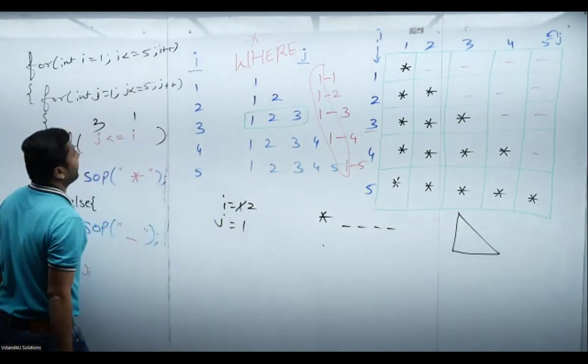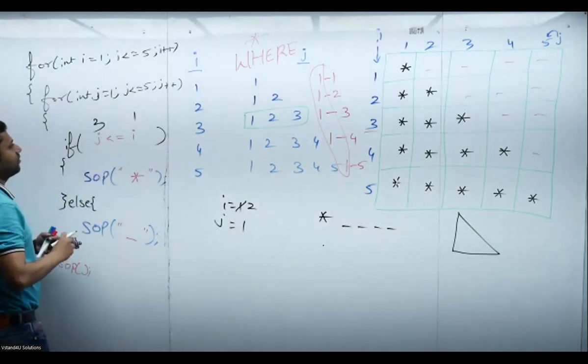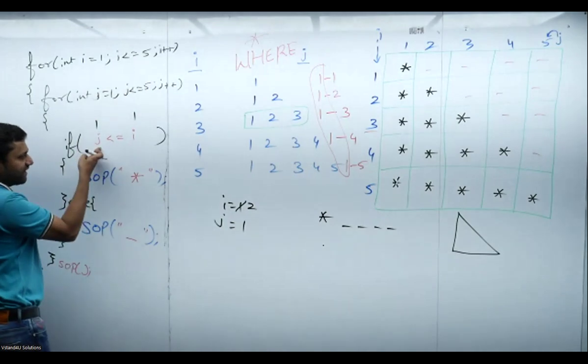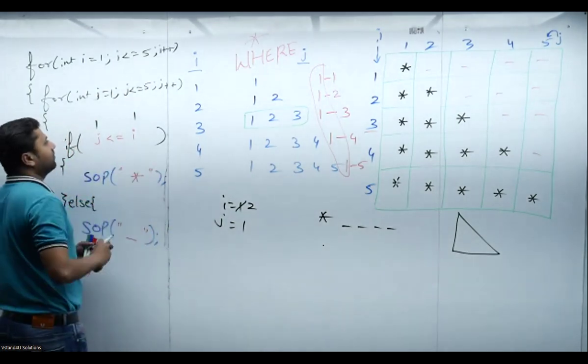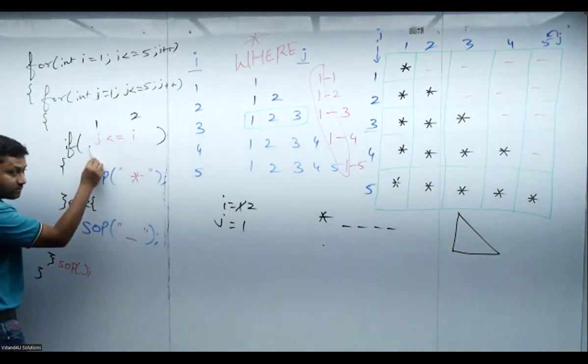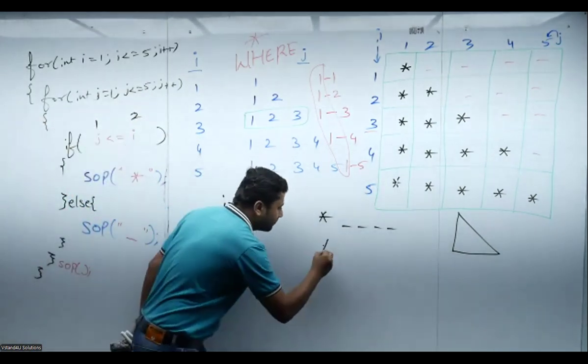Create j equal to 1. 1 is less than or equal to 5, condition true. What is the value of j now? The value is 1. Okay, done. If the condition is true, print.